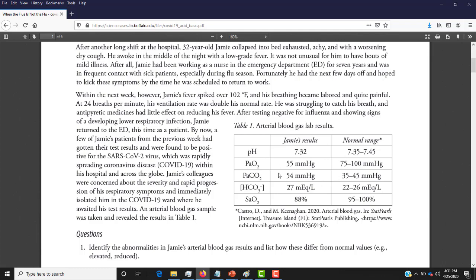So whenever you saw this table, that value and that value should have stuck out immediately, because they are so much out of their normal range. Partial pressure for oxygen, way too low. Partial pressure for carbon dioxide is much higher than it should be. Those two should stick out immediately.